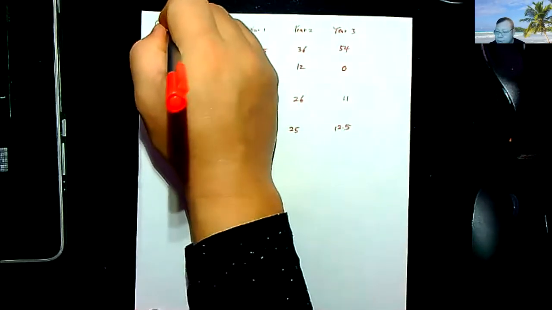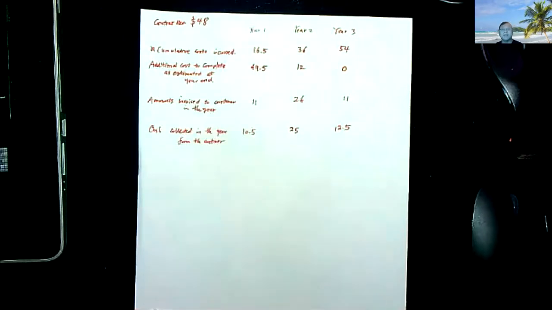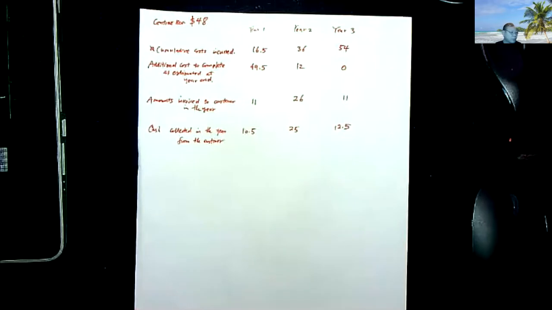And the total contract revenue is 48 million. I'm going to change the pen color. So we need to know what's the revenue for the first year, based on percentage of completion. How do we estimate the percentage of completion? We are using the cost-to-cost method.